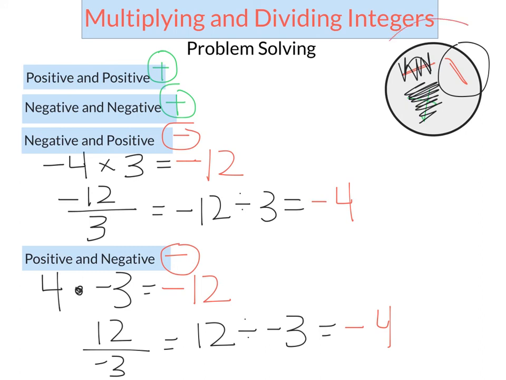Dozy Man is going to be the easiest way to figure out what sign our answers are going to have. Continue to write Dozy Man on your homework and tests, and you will never get an answer for multiplying and dividing integers wrong.